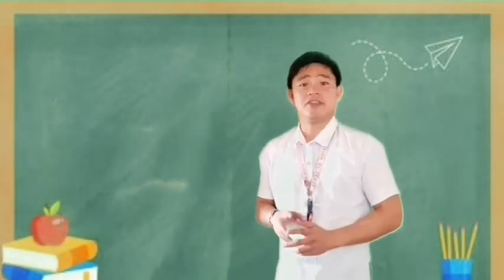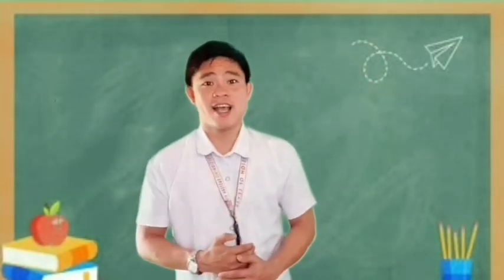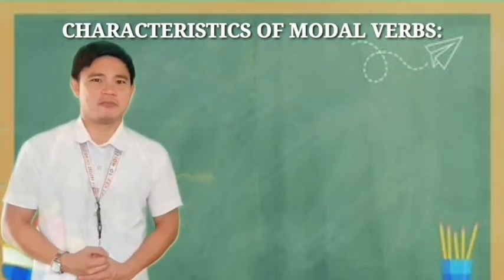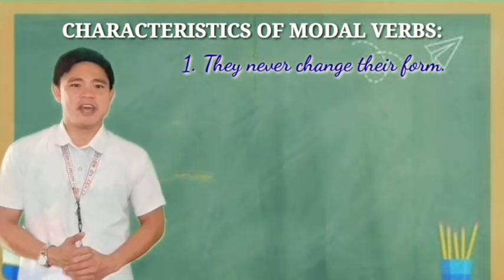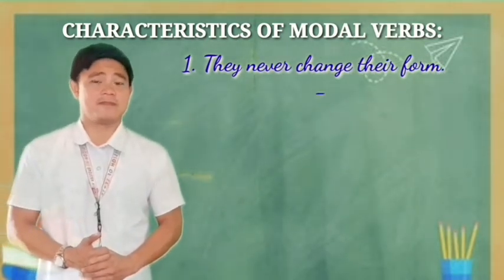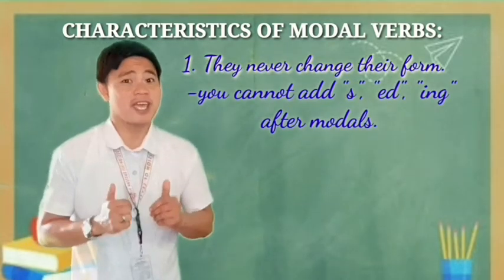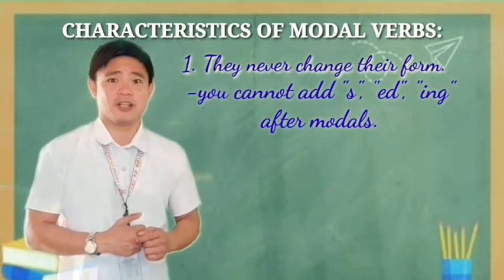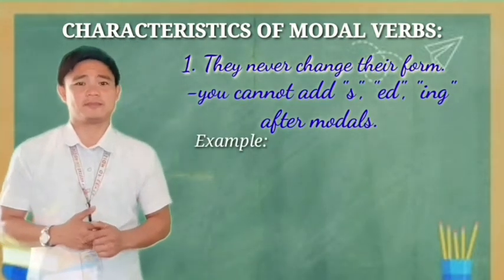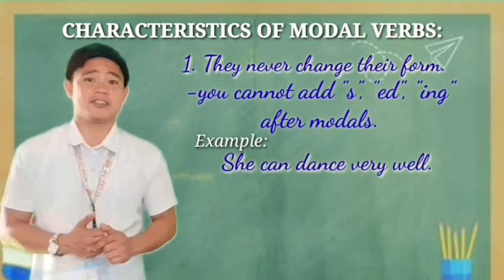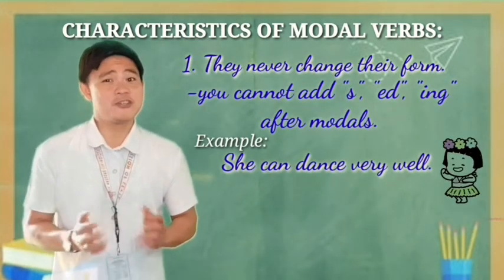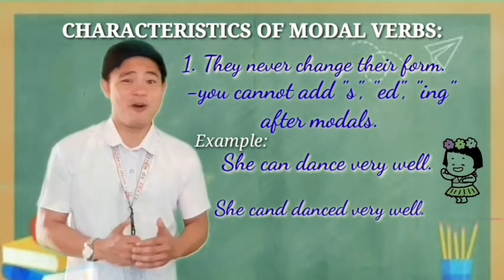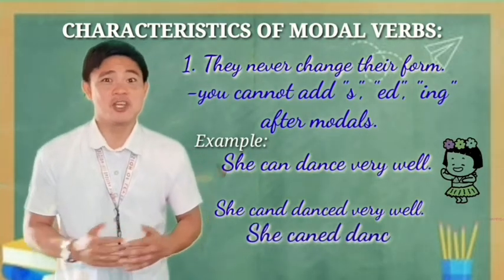Now here are the different characteristics of modal verbs. The first characteristic of modal verbs is they never change their form. That means you cannot add s, ed, or ing after modals. For example, she can dance very well. You cannot say she cans dance very well, or you cannot also say she can dancing.